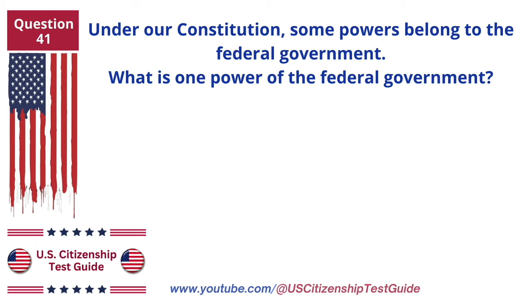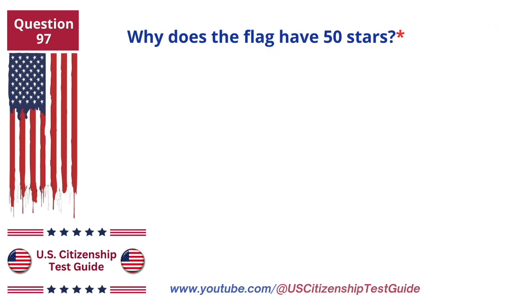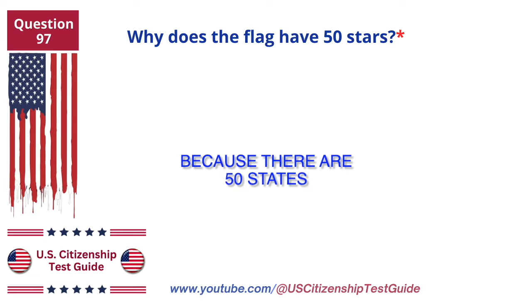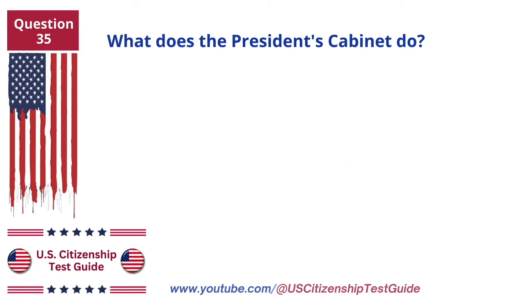Under our Constitution, some powers belong to the federal government. What is one power of the federal government? To print money. Why does the flag have 50 stars? Because there are 50 states. What does the president's cabinet do? Advises the president.